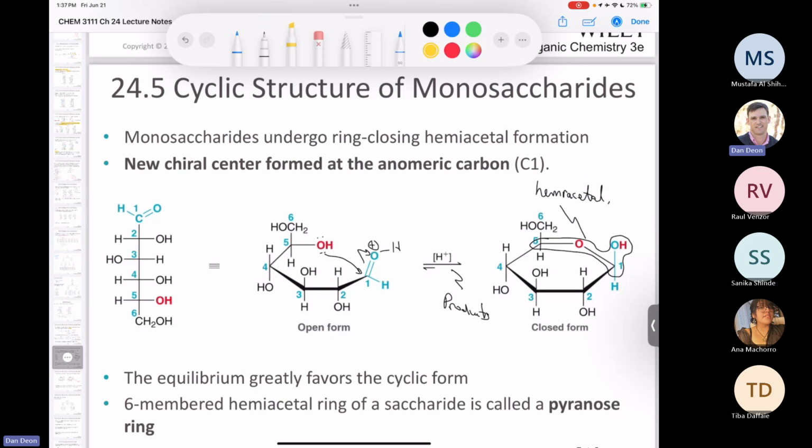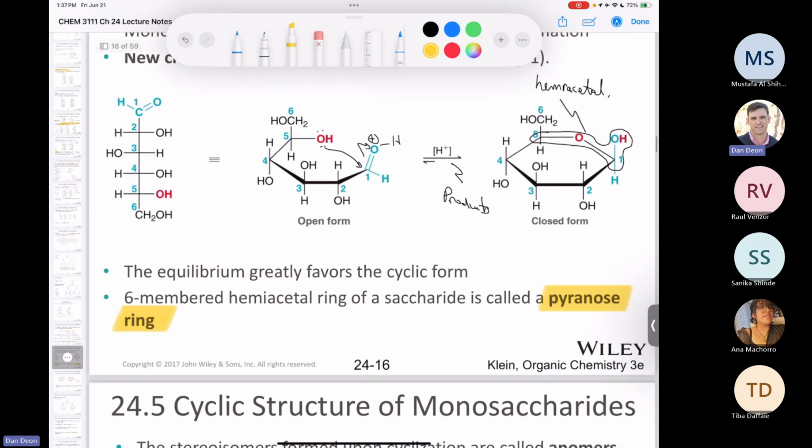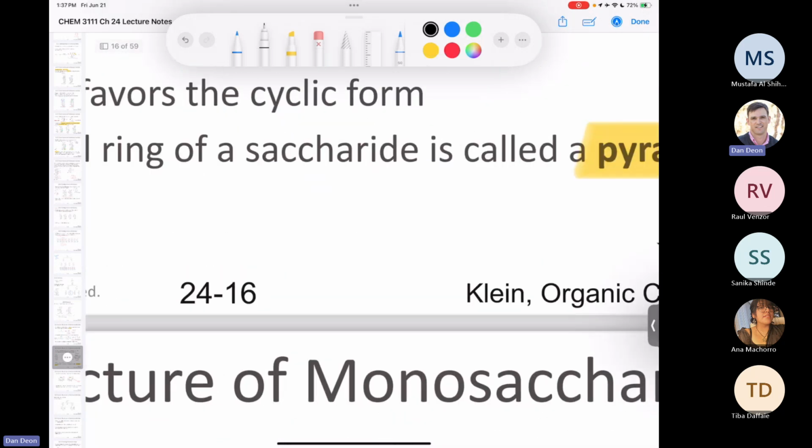So the 6-membered hemiacetal ring of the saccharide, we call that a pyranose. It depends on the person, potato, potato. We call that a pyranose ring, and that's based off of this molecule I drew earlier on. So if you have an oxygen inside a 6-membered ring, we call this tetrahydropyran, or THP. Pyran is this compound, where you have 2 double bonds. So if you hydrogenate the double bonds, then you get tetrahydropyran, right? Because you've added 4 hydrogens to pyran.